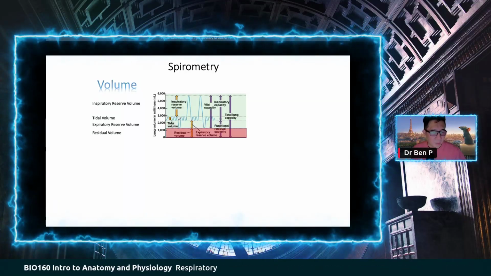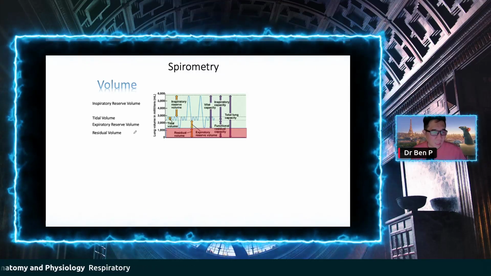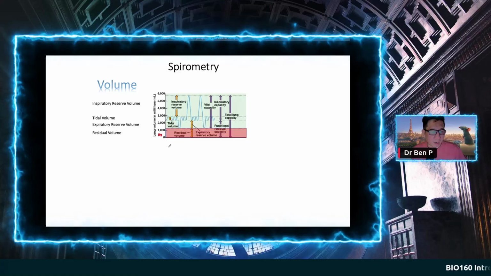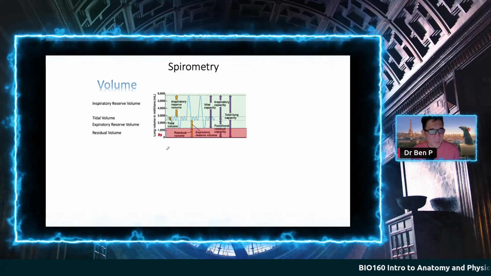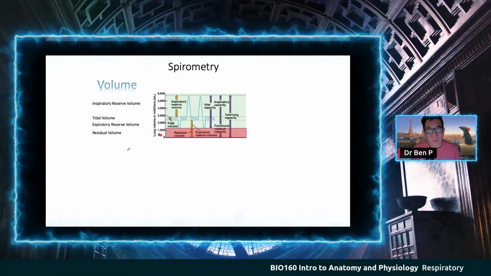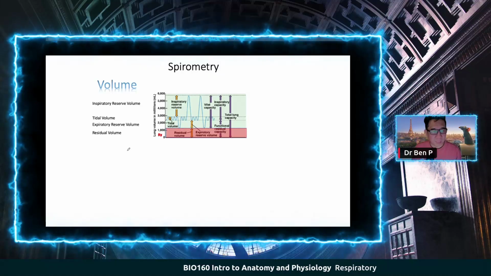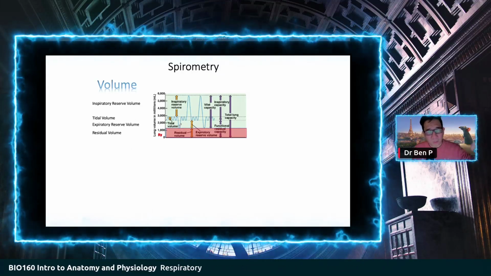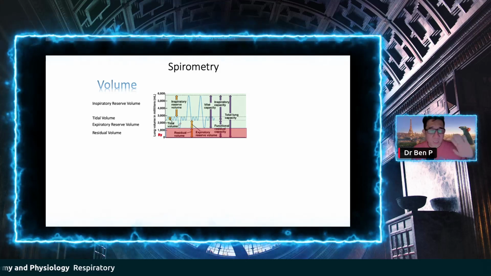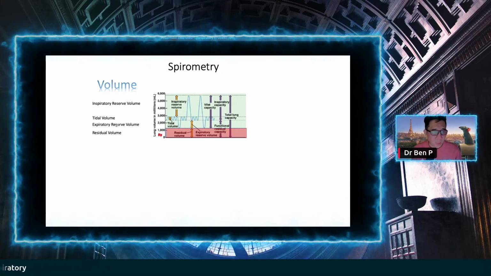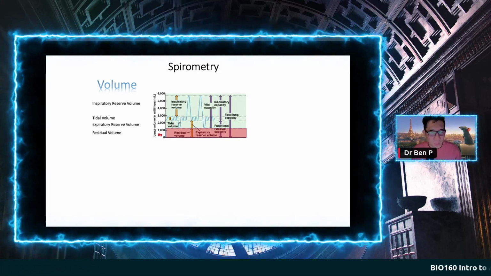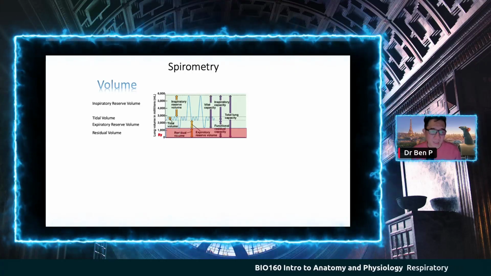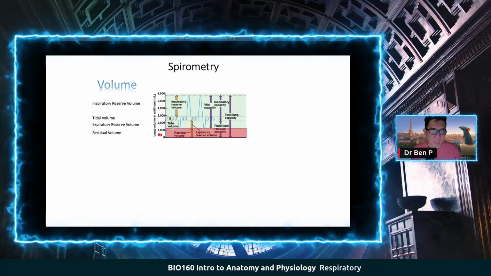Then the last one is your RV, which is residual volume. You have RV sitting on the bottom of this curve. This is what remains if you empty out your lungs. Let's say I ask you to breathe all the air out. Keep breathing, breathing, breathing all the air out. You're doing the expiratory reserve volume, blowing out all the air. Even when you're blowing out all the air, you're going to have this air sitting inside your lungs right here.